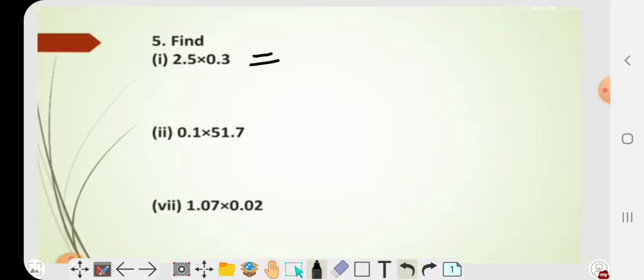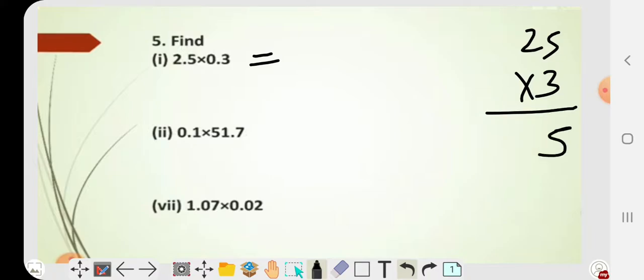25 threes are, as you can do it in the corner also. 5 threes are 15, 1, 3 twos are 6 and 1 is 7. 75 is this. Okay, but you have to put the decimal also. See, one digit of decimal is here and one is here, so total 2 digits. You can write 0.75 or you can put 0 also here. Both are the same, 0.75 or .75.